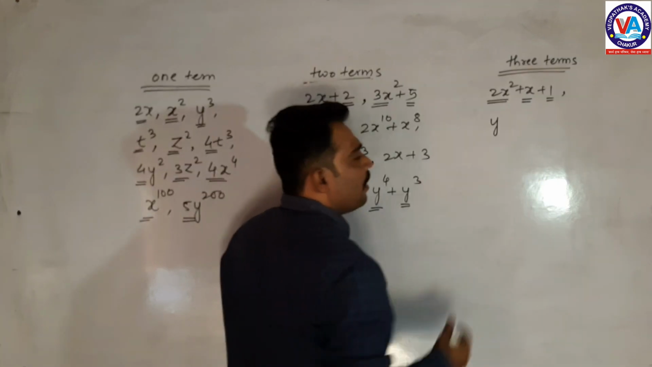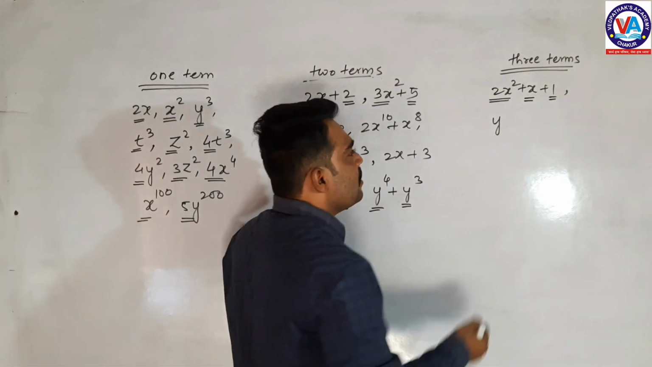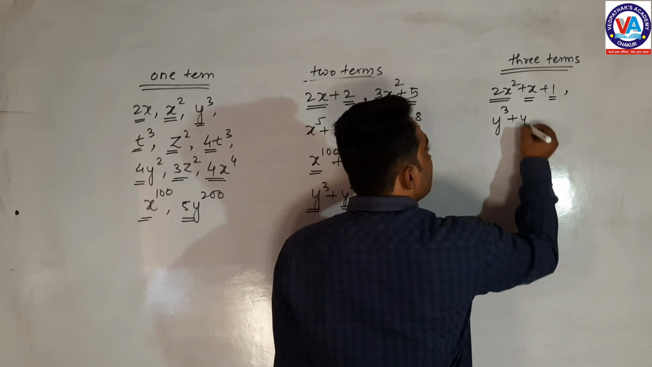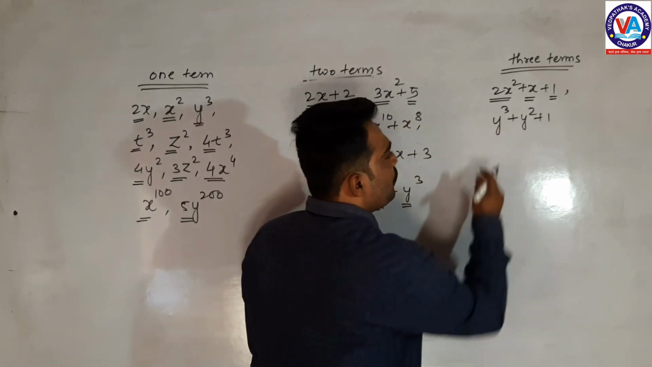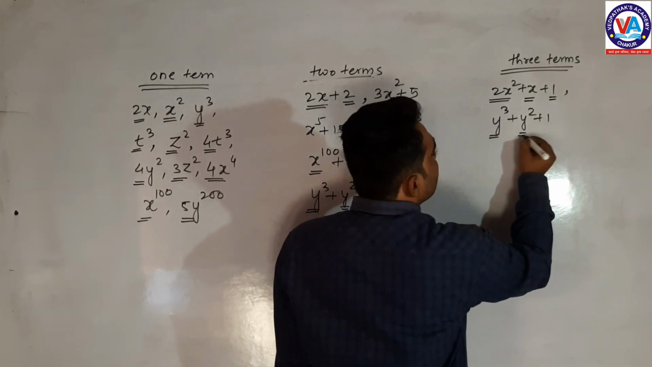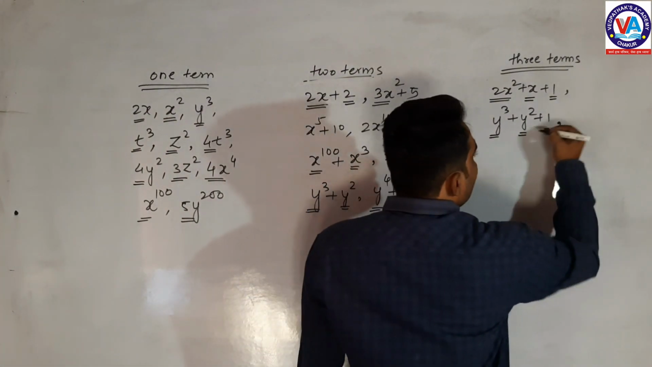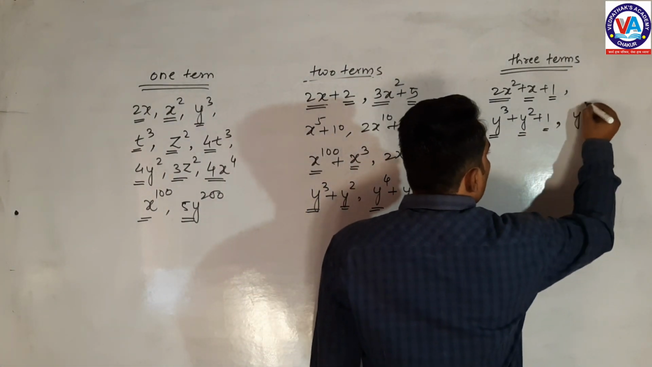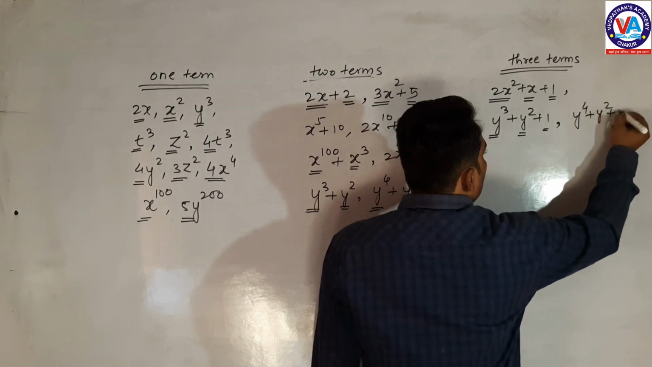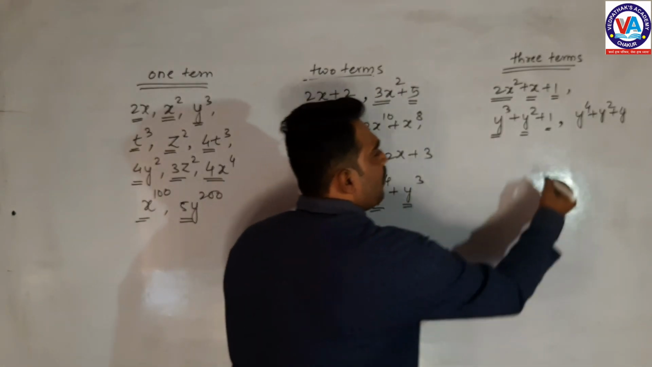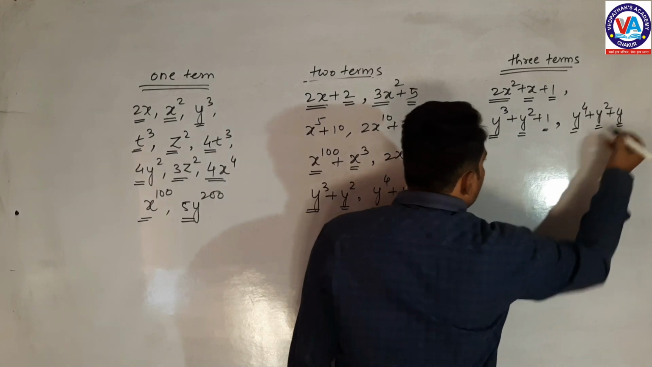Let's write few more examples here. I will write here a polynomial in variable y. So y cube plus y square plus 1. Now if you see here, this polynomial is consisting of three different terms. Again you can write some more examples: y to the power 4 plus y square plus y. This polynomial is consisting again of three terms.